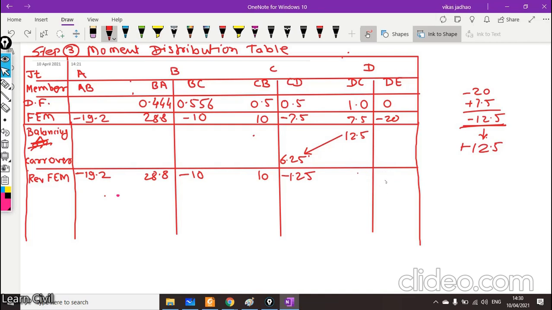Okay, so we'll not write down any value here, because this particular total is 0 now. These are the revised fixed end moment values. Now what we have to do? We have to carry out the balancing and carry over of moment. So the next step will be balancing.